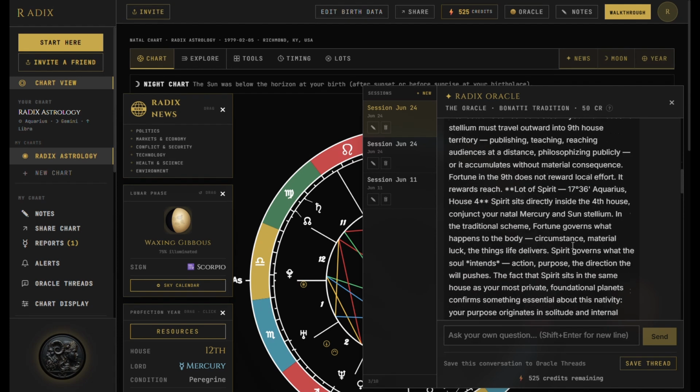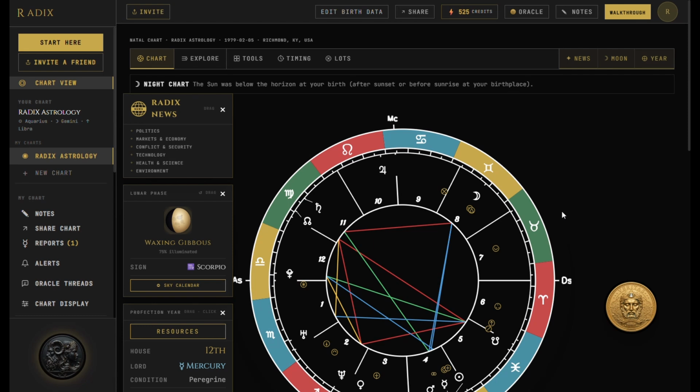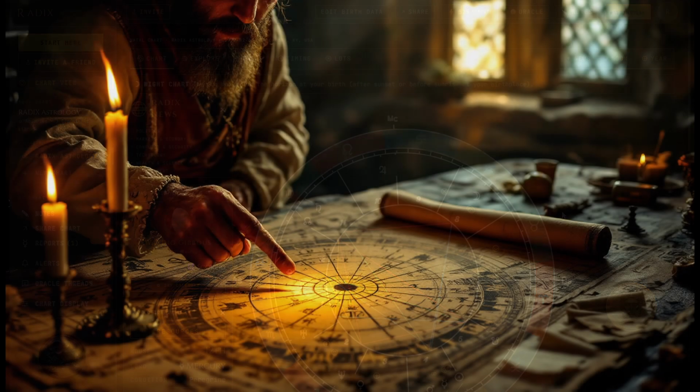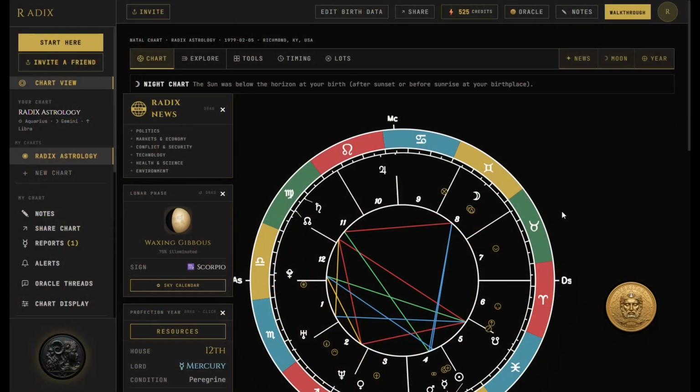That's video 5. The Arabic lots, what they are, how they're calculated, all 14 that RADIX computes, and how to read them in your chart. Video 6 is the final video in the series, and it brings everything together. We'll go through the complete layered system in one integrated picture, get into how this tradition handles the outer planets, Uranus, Neptune, and Pluto, and cover why the house system RADIX uses matters more than most people realize.